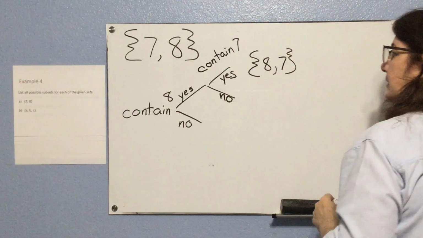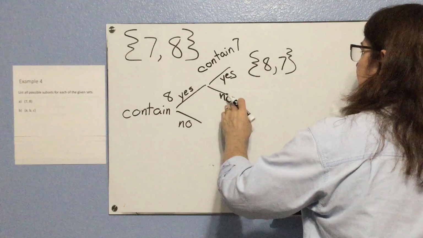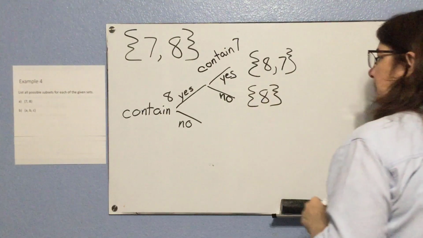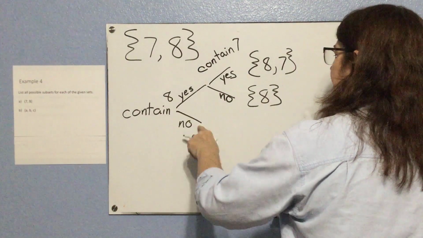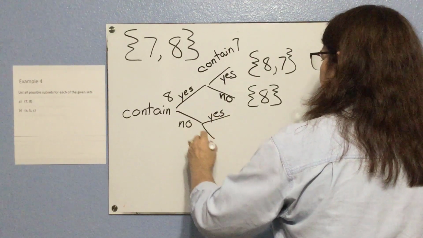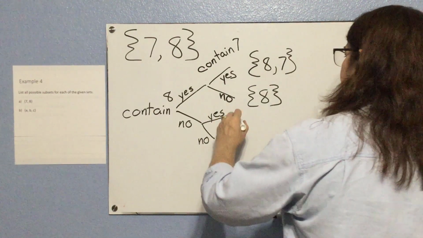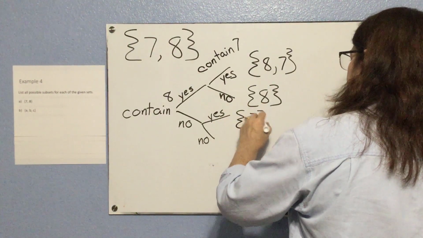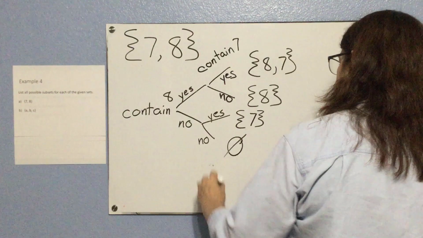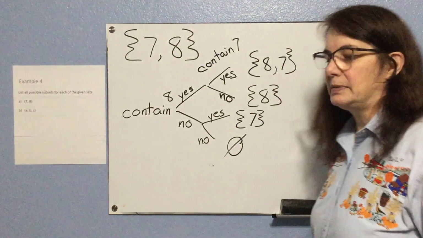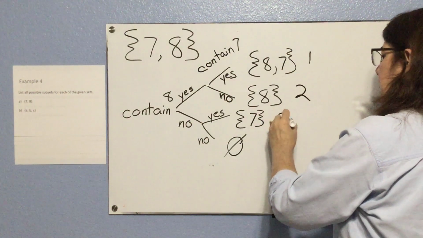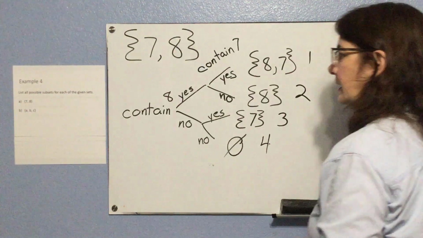So that's considered a subset. If it contains 8 but does not contain 7, that's also a subset. If it does not contain 8, but it does contain 7, that would be a subset. If it doesn't have 8 or 7, it's the empty set and a subset. So for this set with 2 elements, I have 1, 2, 3, 4 subsets.